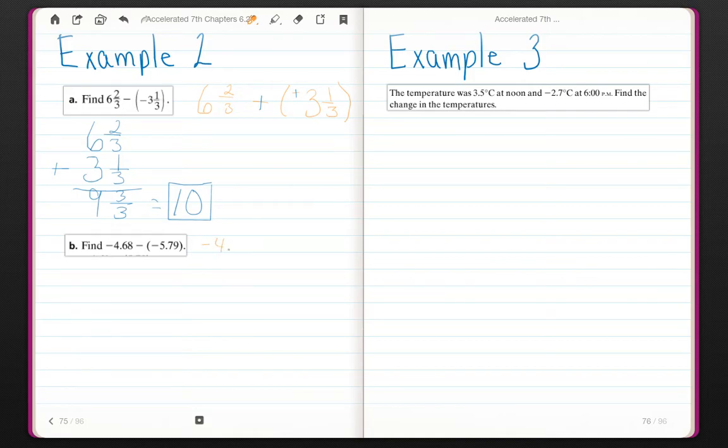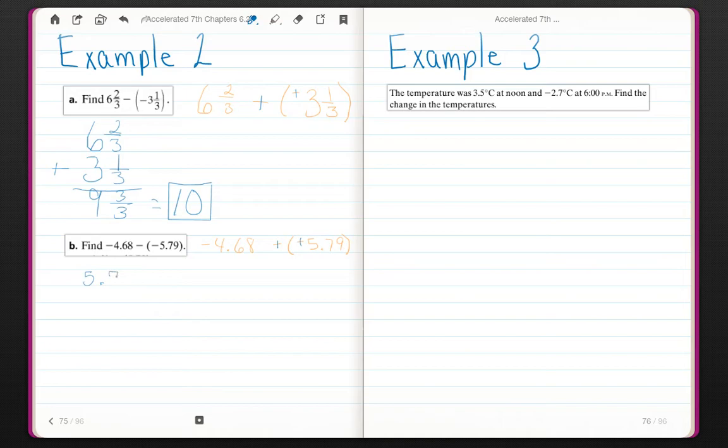Negative 4.68 minus negative 5.79. So I'm going to change this to adding the opposite. Notice I'm changing both. I have to change it to adding the opposite. So now I have negative 4.68 plus 5.79. Now I have a negative and a positive. My signs are unlike. So the 5.79 has the greater absolute value.